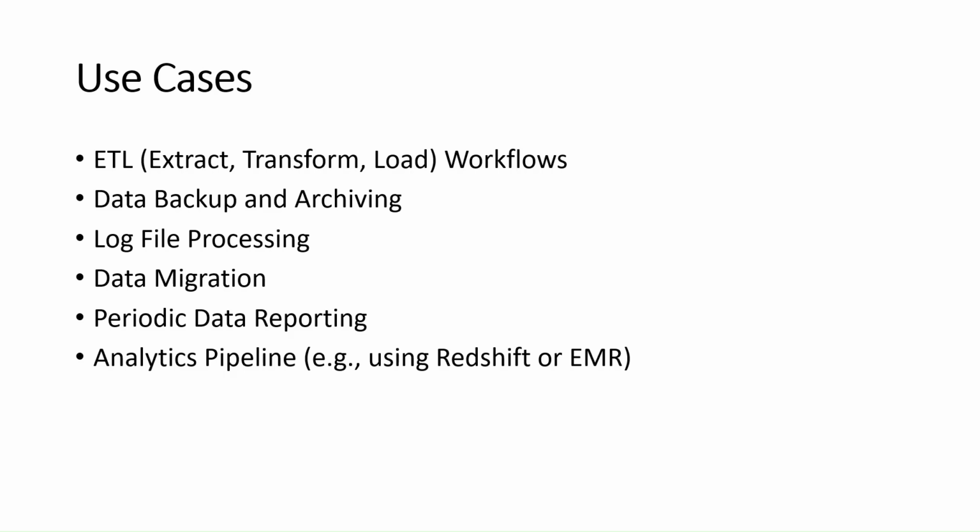And the fifth thing is periodic data reporting. It automatically prepares and shares reports based on the data. So if you generate weekly sales reports, the AWS Data Pipeline can collect the raw sales data, process it, and prepare the summary files. It can then store the reports in Amazon S3 for access, or email them to the stakeholders.